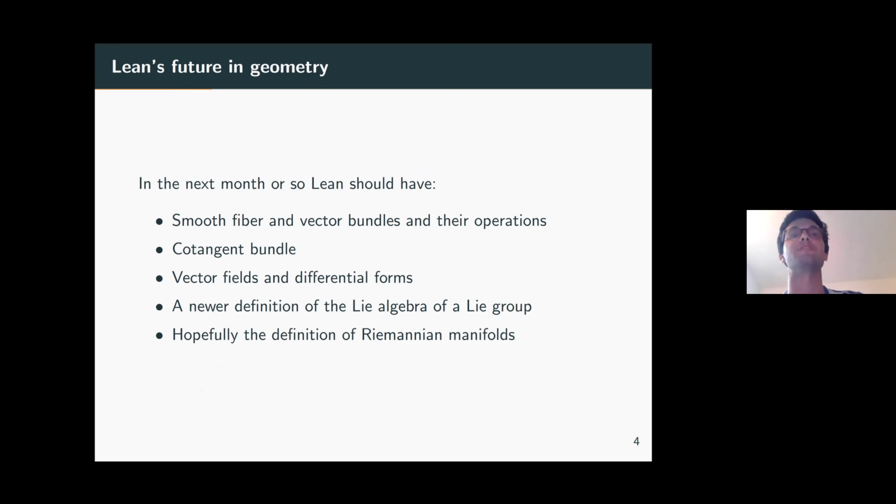Always thanks to vector bundles, we should have vector fields and differential forms. With vector fields, I should give the standard definition of Lie algebra of a Lie group, and hopefully, if I'll be able to formalize tensor fields, we should be able to give a definition of Riemannian manifolds.